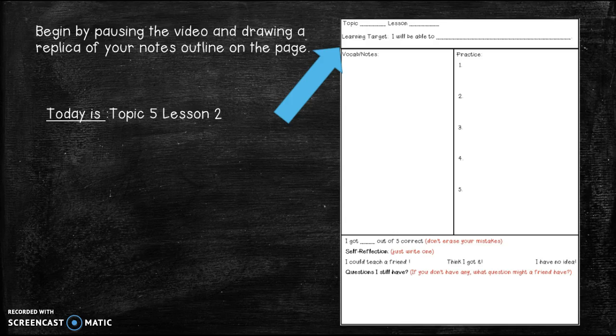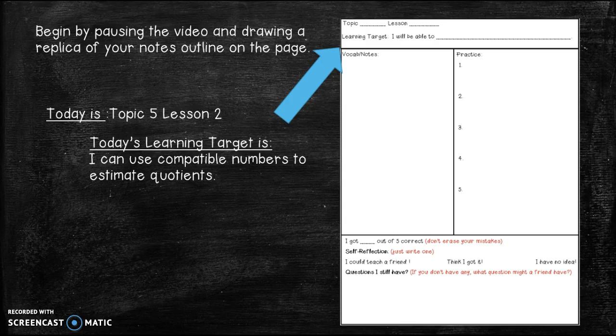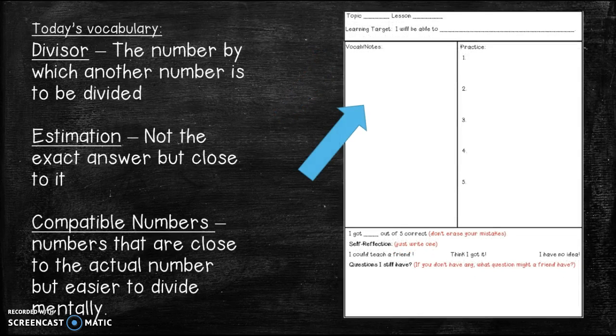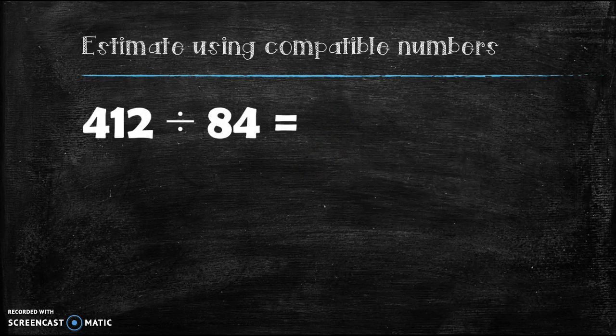Today our topic is Topic 5, Lesson 2, and our learning target is I can use compatible numbers to estimate quotients. Today's vocabulary is divisor, that is the number by which another number is to be divided; estimation, not the exact answer but close to it; and compatible numbers, numbers that are close to the actual number but easier to divide mentally. We have been doing estimation and compatible numbers for quite some time now, so hopefully you completely understand how that is and you can just apply it to division.